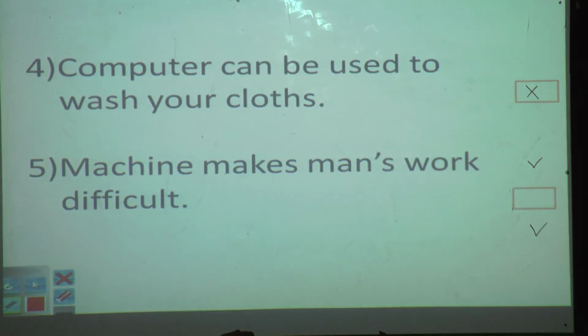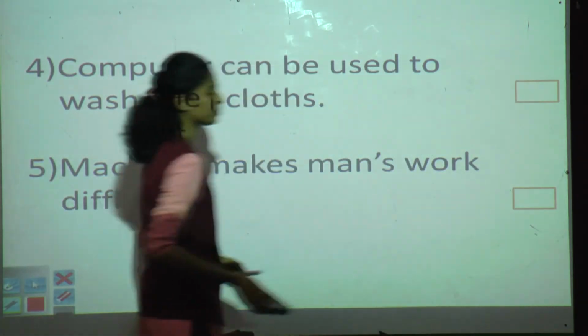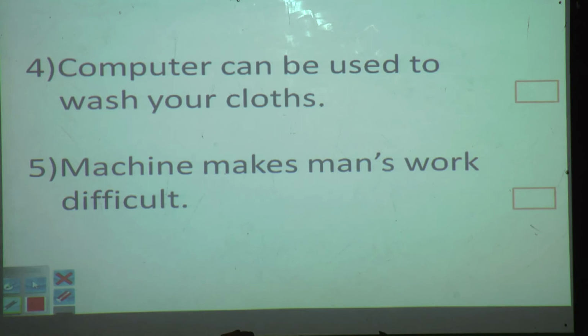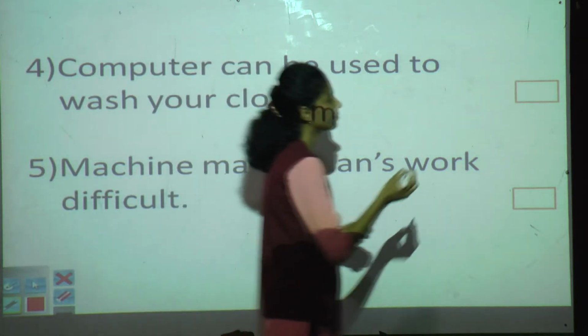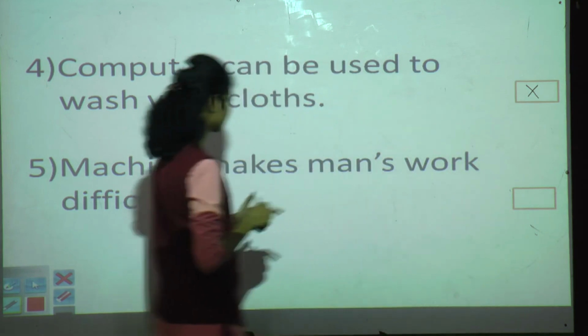Next, fourth one. What is fourth one? Computer can be used to wash your clothes. Is computer useful for washing the clothes? Yes? No. Then which machine is useful for washing the clothes? Washing machine. Then is it right or wrong? It is wrong. Then we must cross.